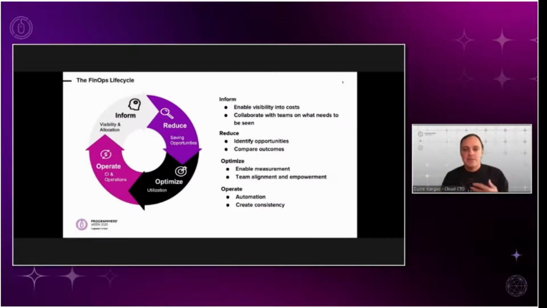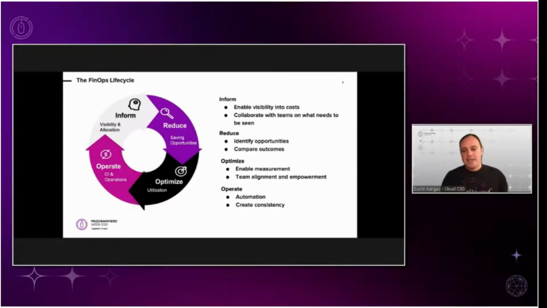FinOps.org has 3 segments of the FinOps lifecycle. They have inform, optimize, operate. I'd like to think of this throughout my entire life doing cost management and doing FinOps as a practice as really having 4. And I really break it into 4 because we always want to inform. We want to get at the data.